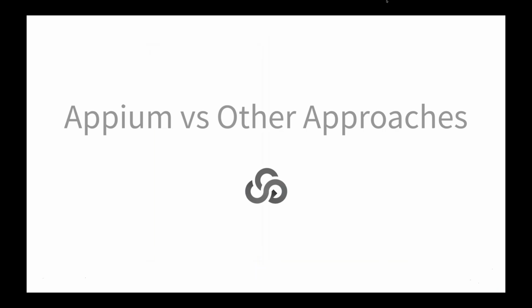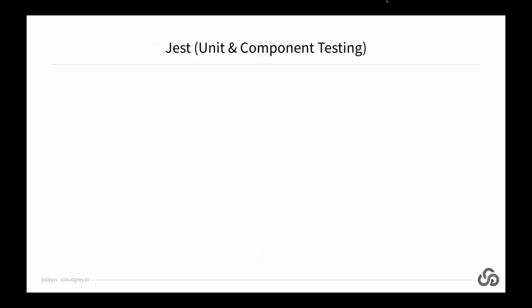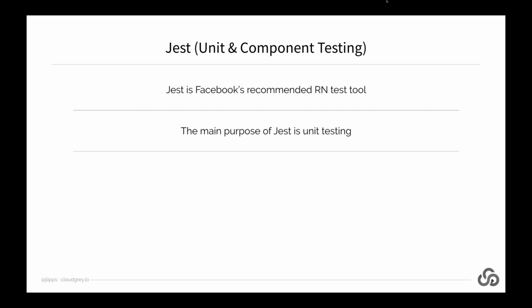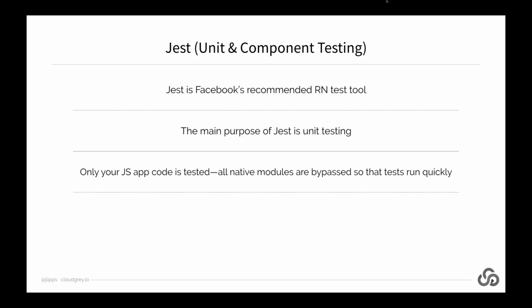So that's Appium. Let's close by briefly discussing Appium versus other approaches, because in the React Native world, people use a set of different tools for testing their apps. One thing people use is called Jest. Jest is for unit and component level testing. It's Facebook's recommended React Native test tool. And its bread and butter is unit testing, so not UI testing, not end-to-end testing, which is the kind that Appium does, but unit testing of your JavaScript app logic. That's basically the whole point of Jest. So in this model, only your app code is tested, only the JavaScript app code is tested.